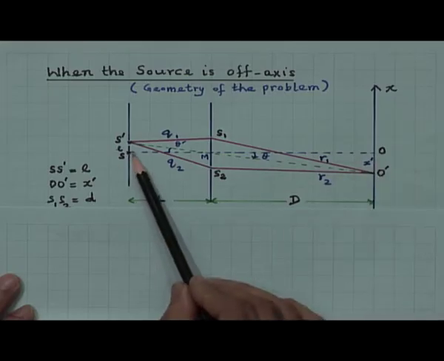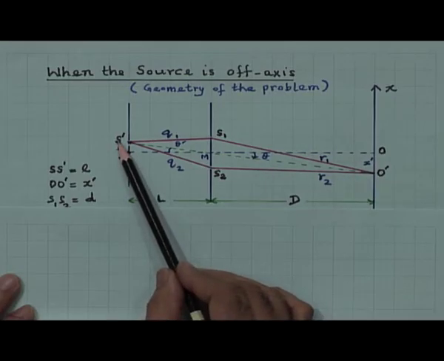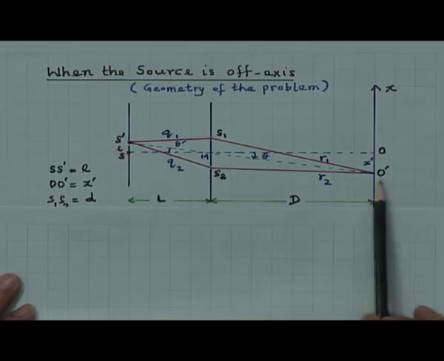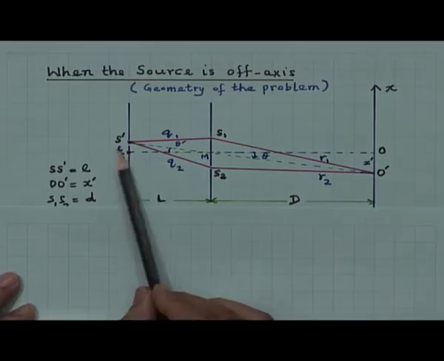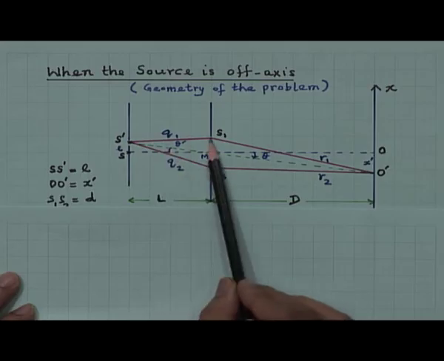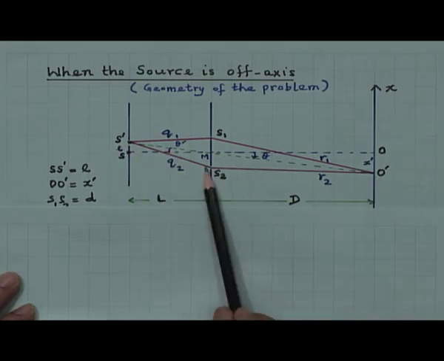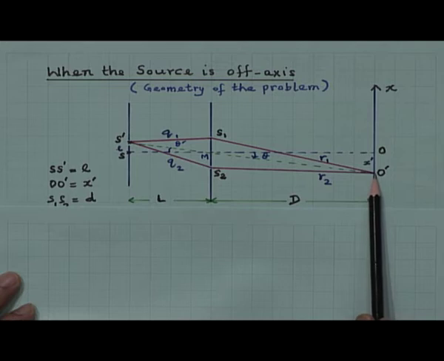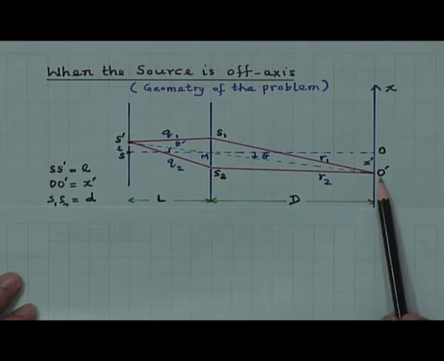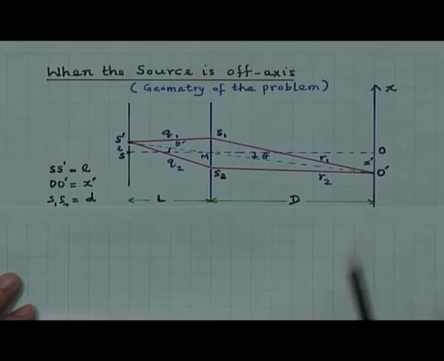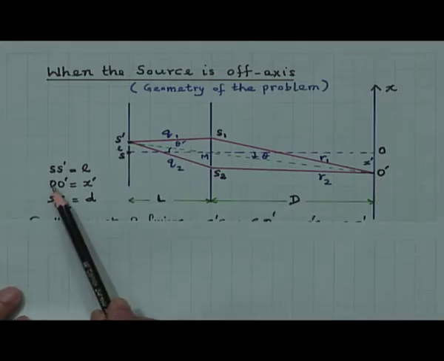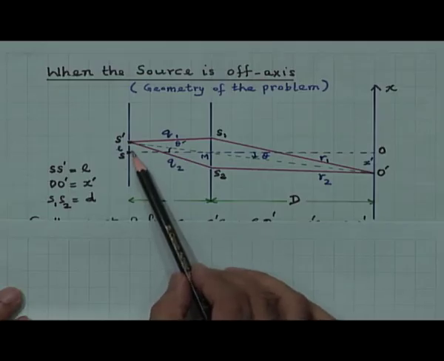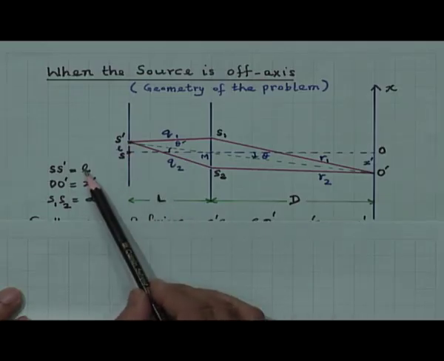Now, the source has shifted to a position S dash, and therefore, we have the fringe shifted to a new position O dash, and the total path difference will be 0 if this plus this is equal to this plus this, then the net path difference will be 0, and O dash will be the new position of the central fringe corresponding to delta equal to 0, path difference equal to 0. So, for S dash, the offset here is L, we denote it by small l.